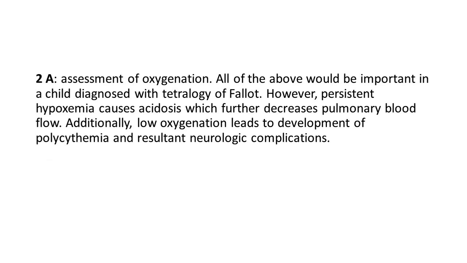2a. Assessment of oxygenation. All of the above would be important in a child diagnosed with tetralogy of Fallot. However, persistent hypoxemia causes acidosis, which further decreases pulmonary blood flow. Additionally, low oxygenation leads to development of polycythemia and resultant neurologic complications.